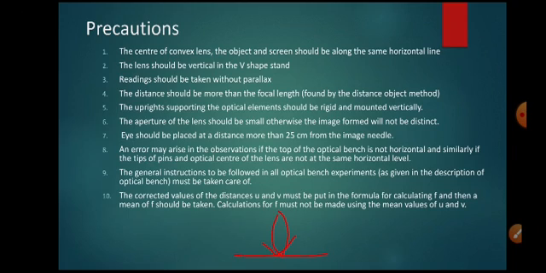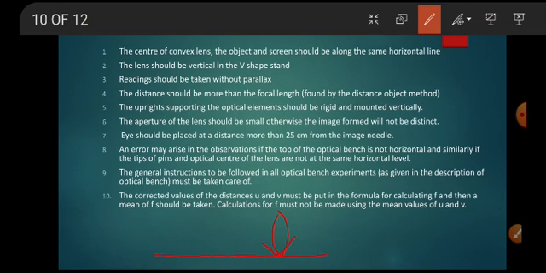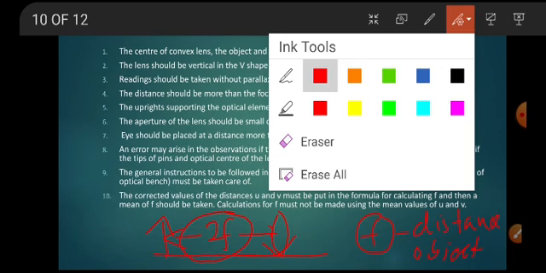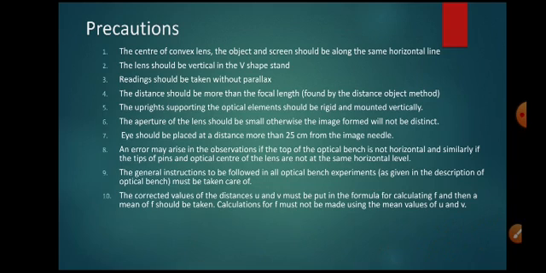The distance should be more than the focal length. The distance of the object should be more than 2f, as we know the f value by the distant object method. The upright supporting of the optical elements should be rigid and mounted vertically. Whatever the optical instruments, the supporting of the optical elements should be rigid and mounted vertically.